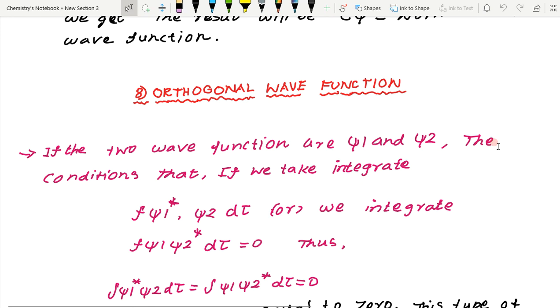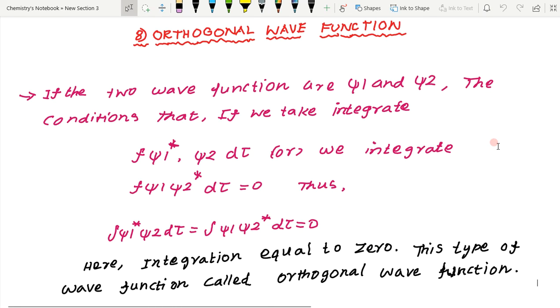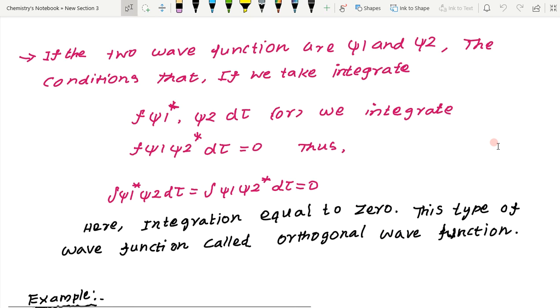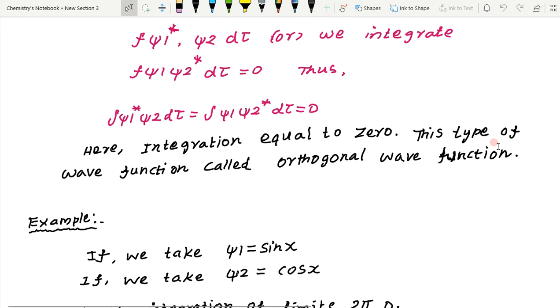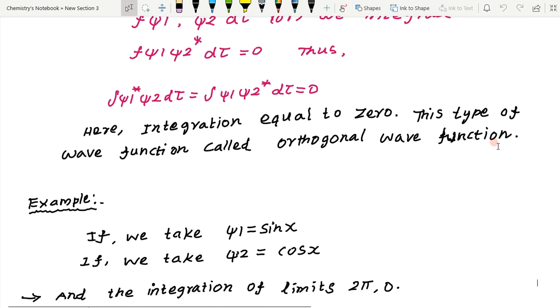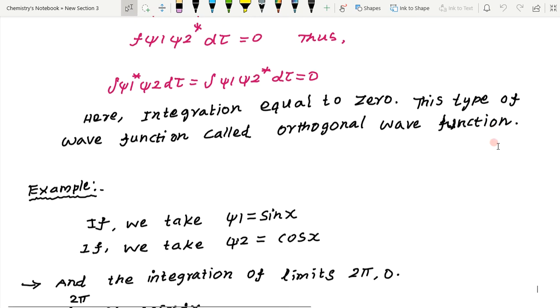8-1, orthogonal wave function. What is an orthogonal wave function? If the two wave functions are psi 1 and psi 2, the condition is that the integration of psi 1 star psi 2 d tau, or the integration of psi 1 psi 2 star d tau, equals 0. Here the integration equals 0. This type of wave function is called an orthogonal wave function.